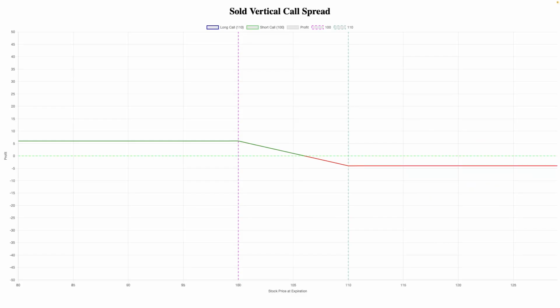The most you can gain is the net premium received to open the position. When the price is below $100, both calls will expire worthless and you keep the premium received. Above that, you'll have to pay something to close the position. This is basically a short call with some loss protection built in.